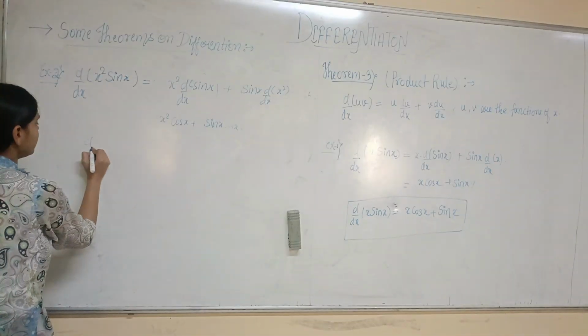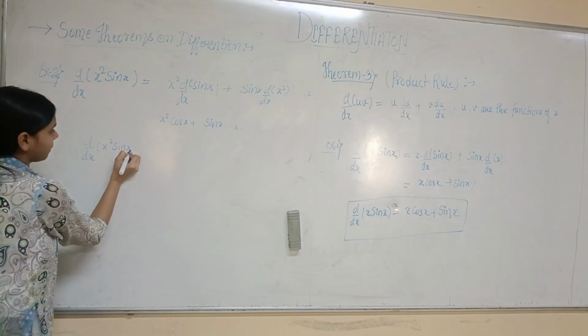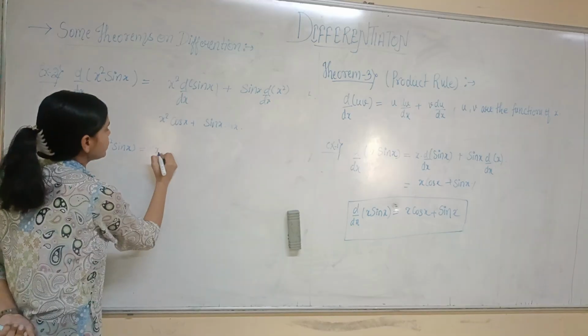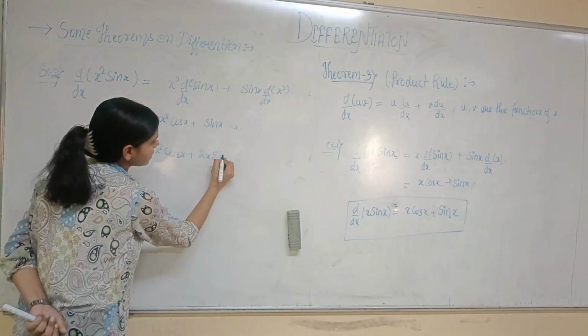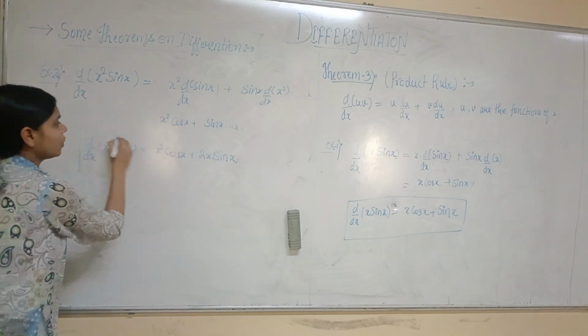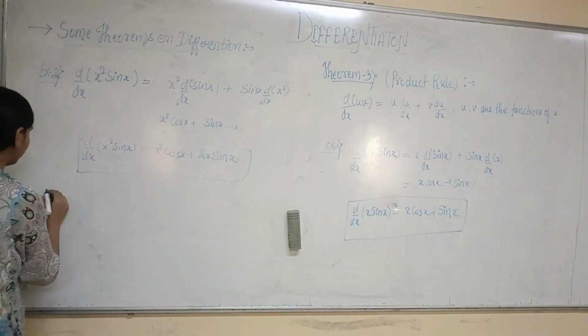So this is the differentiation of the function x square sin x, right? x square cos x plus 2x sin x. This is the answer of this question. Okay, now more questions for your homework.